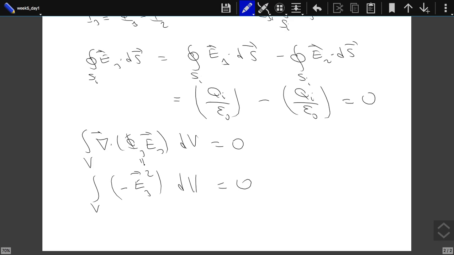E3 cannot be non-zero. If E3 is non-zero in a region, that means this integral will be negative and it cannot be 0. But we know that this integral is 0. That basically tells me that E3 squared is equal to 0 everywhere, and hence E1 is equal to E2. So if you know the total charges in the conductors, you cannot create different electric fields by preparing your system in different ways.